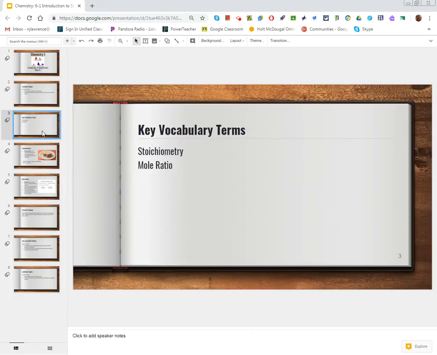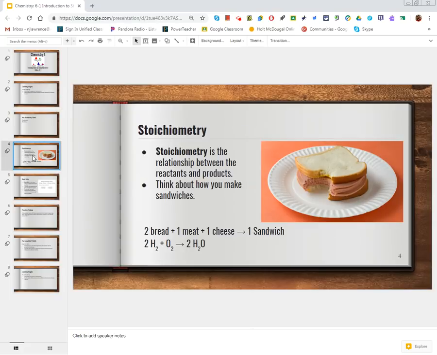So as we get started, we have our key terms here, stoichiometry and mole ratio. Stoichiometry is this concept of how we can relate or find a relationship between reactants and products. When you think of stoichiometry, you can think about how you make a sandwich. And you can also think back to what we learned last unit in balancing a chemical equation. So here below, I have an equation on how to make a sandwich.